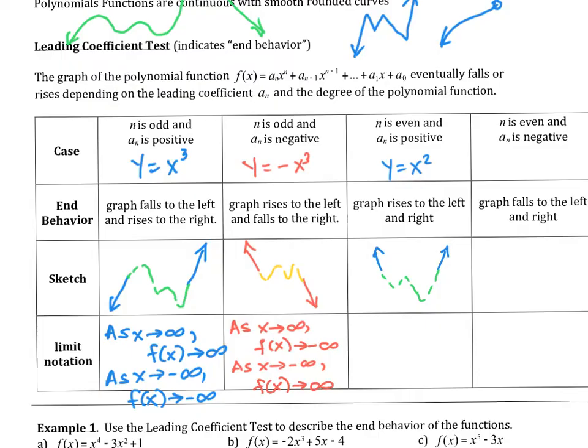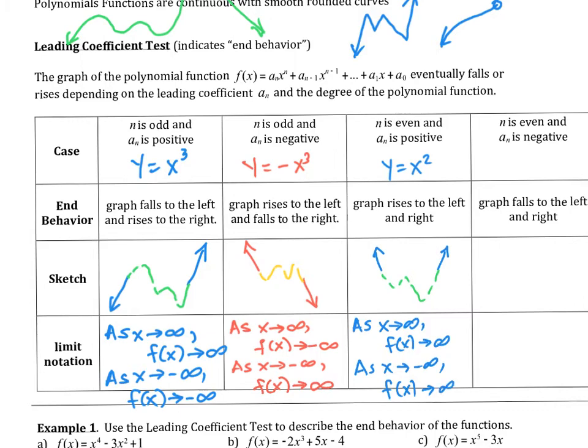Okay, so for the end behavior, see, as x approaches infinity is talking about the right side of the graph. On the right side, the graph's going up. On the left side of the graph is also going up.